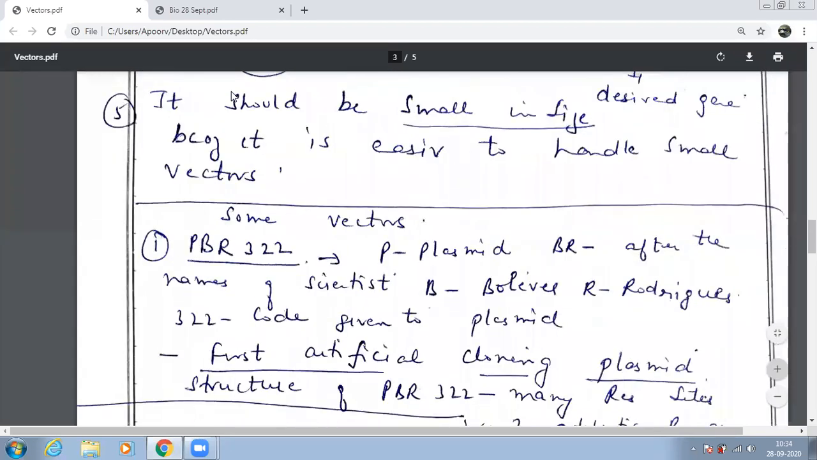P stands for plasmid. B and R were the names of the scientists. B is what, children? Bolivar. R stands for Rodriguez. 322 is the code which was given to this plasmid. We need to remember this because this is the first. Remember.